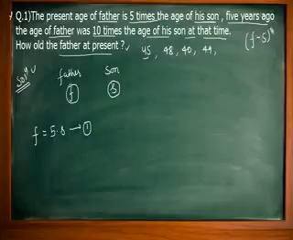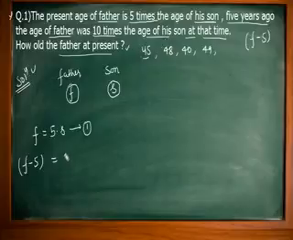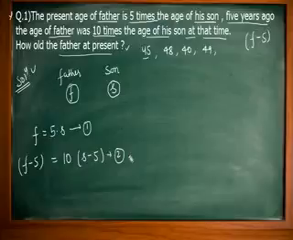So guys, 5 years ago, the age of father was 10 times. If the present age of the father is F, then 5 years ago it will be F minus 5. F minus 5 will be equal to 10 times the age of his son, so 10 into the age of his son, which will also be S minus 5, because 5 years ago. So this is your equation number 2. And guys, solve both the equations 1 and 2.